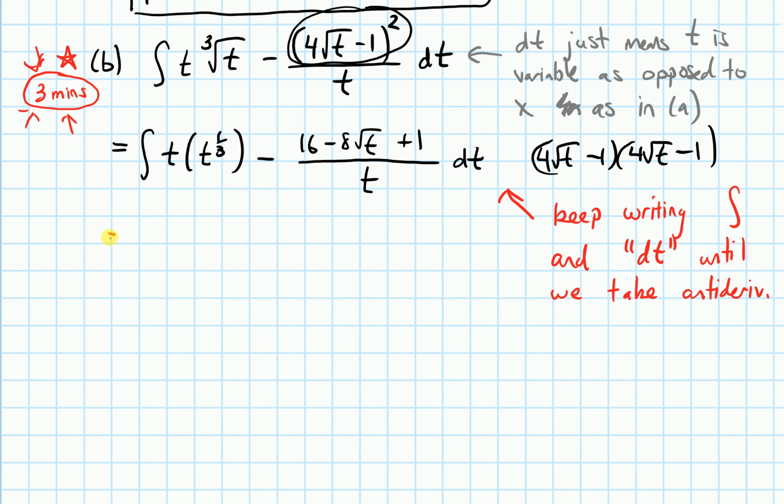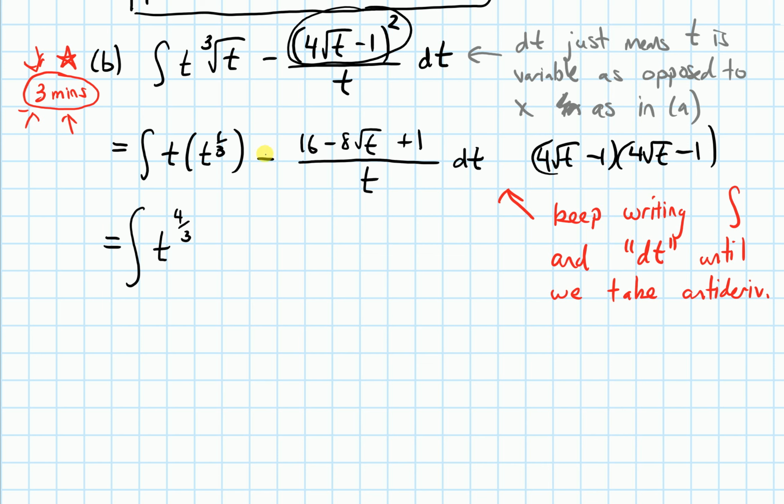Okay, so t times, whoops, sorry, let's put this in a different color. So I have t times t to the 1/3. Adding the powers, I'll get t to the 4/3. Haven't taken the antiderivative yet. That was just simplification, so I need to put the integral symbol.